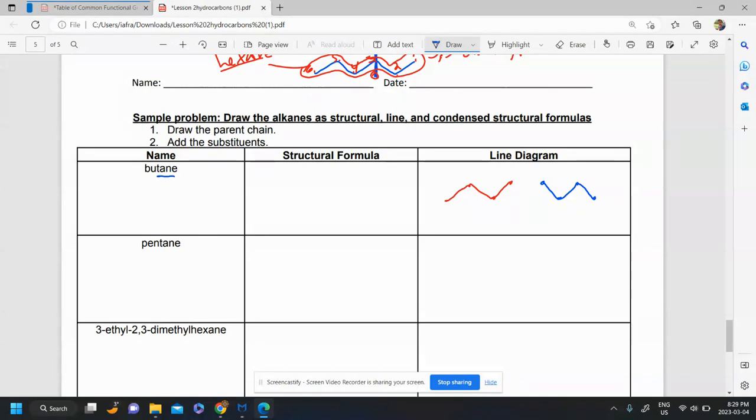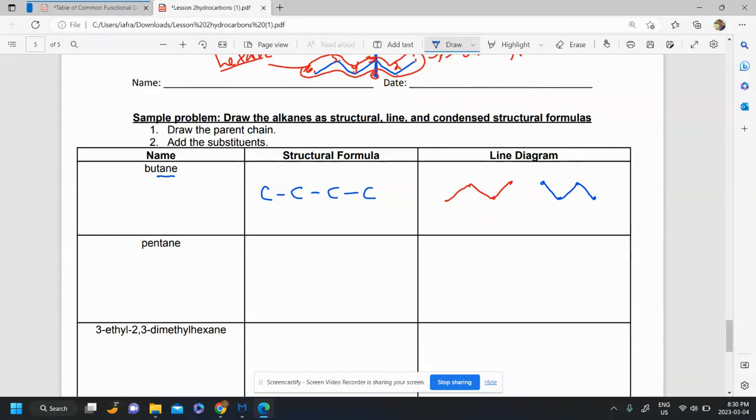So now we're going to try to do a structural formula. When you do a structural formula, the first thing you need to do is draw your carbon chain, just like we did for the line diagram, actually. And then if there's any substituents, you would add those. But there's none in this case, just butane. So we draw our carbon chain, all connected to each other, and then go and add H's until every carbon is happy.